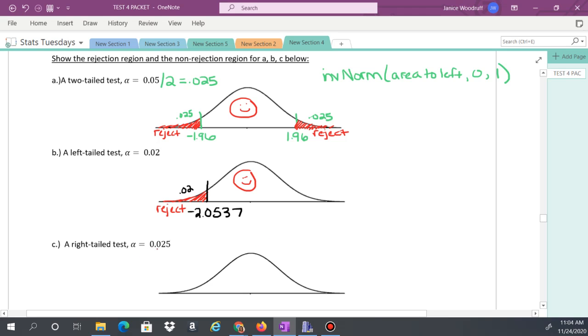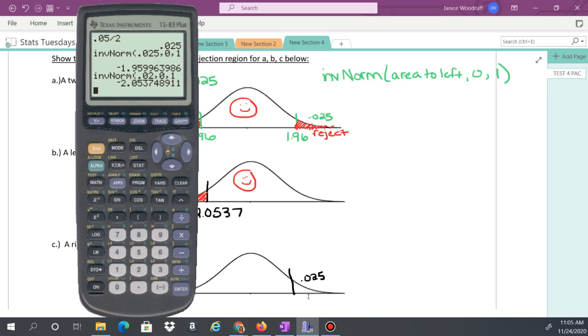And then a right-tailed test for 0.025. Okay, when you're doing inverse norm, you want area to the left. So I would want the area to the left of 0.025, which would be 1 minus 0.025. So I'd put inverse norm 0.975, and then 0 and 1. Or you could do it with the 0.025. You're just going to get the negative value, and then you know that it's on the right side, so you would want to make it positive.